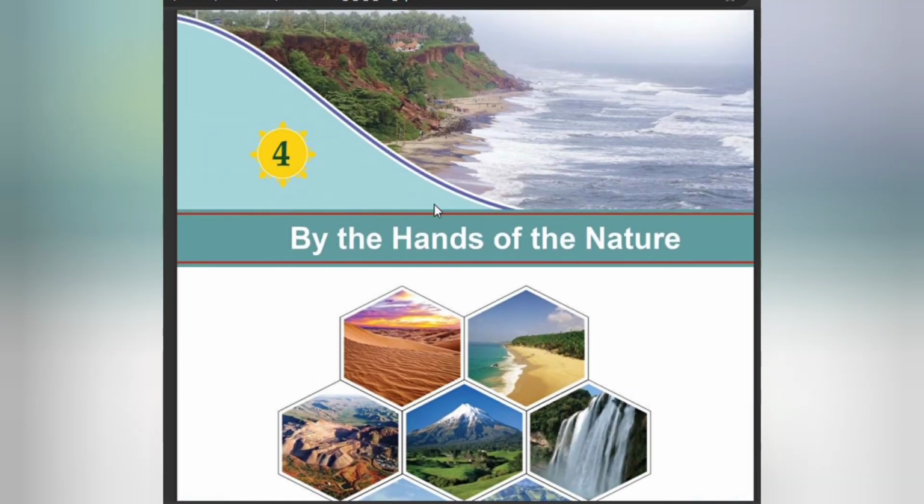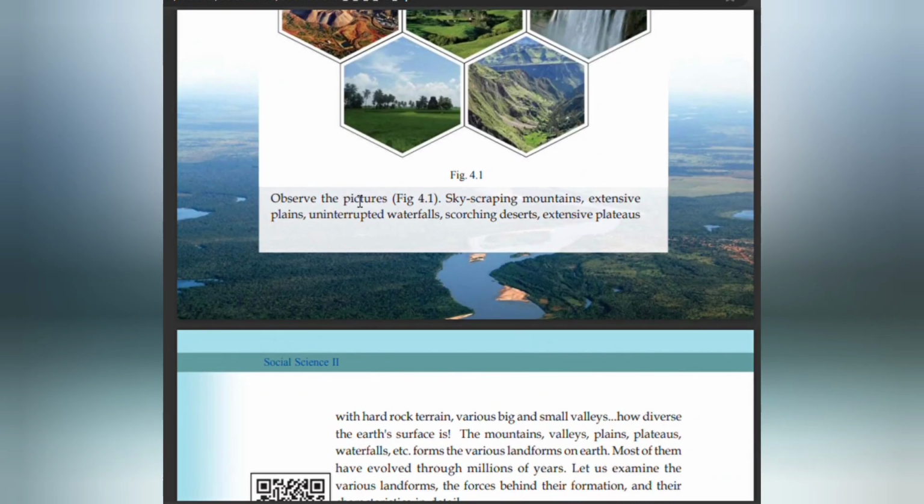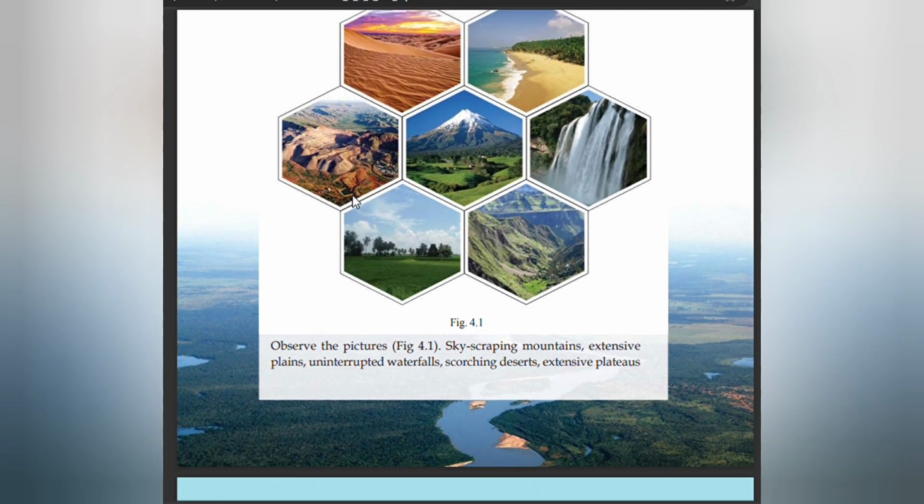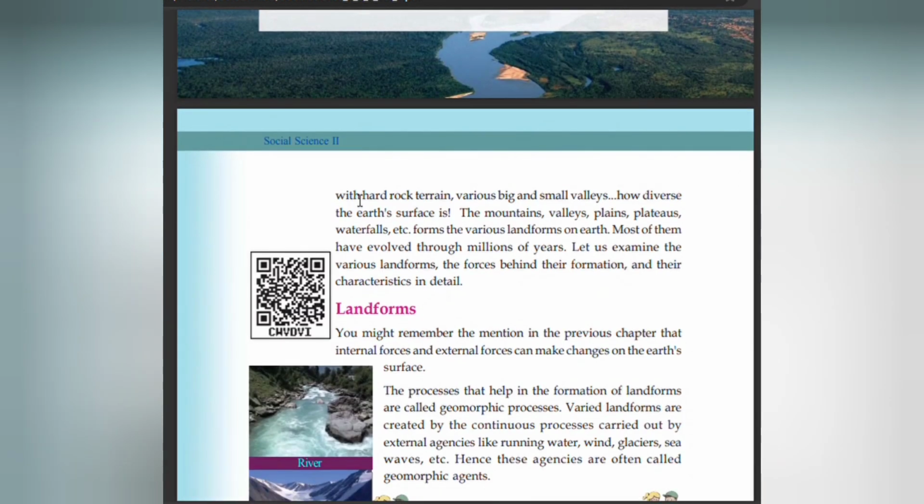Today in class we are going to learn the fourth chapter, Hands of Nature. Observe the pictures: skyscraping mountains, extensive plains, uninterrupted waterfalls, scorching deserts, extensive plateaus with hard rock terrain, and various big and small valleys. How diverse the earth's surface is.